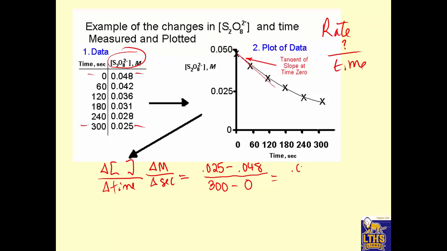So you subtract those, you get 0.023 over 300, and that's molar, and that's second. So you divide and you get 7.67 times 10 to the negative fifth molar per second, which is the rate at which the reactant decreases overall. So this is the rate of a reaction. Notice it's molarity over time. If you want to calculate the rate, then you take the concentration over the time.